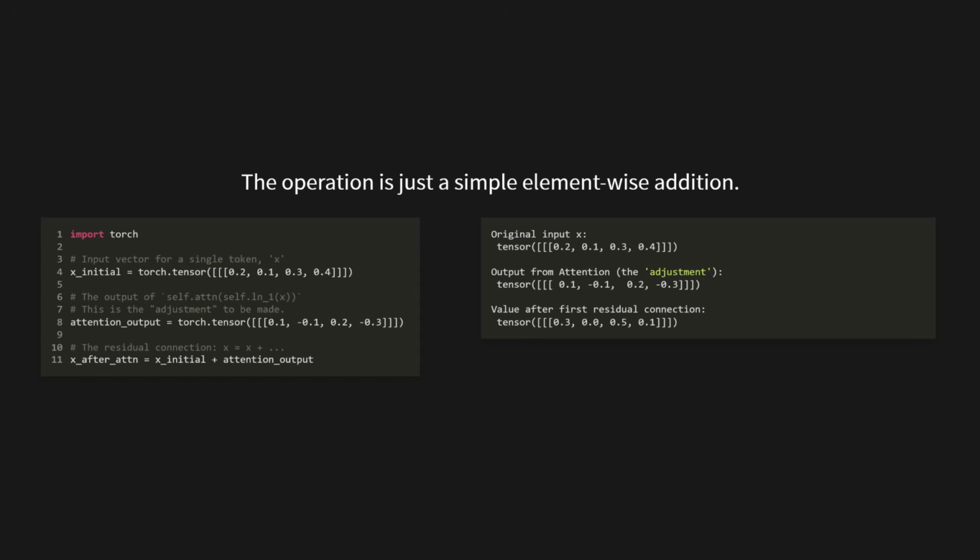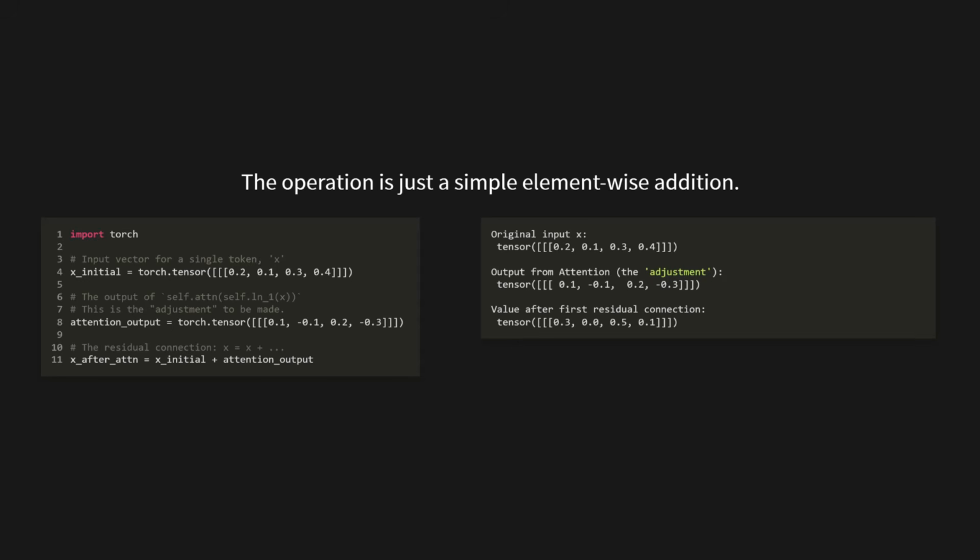We'll start with an initial input vector for a single token. We'll call it xInitial. Let's say it's a tensor with the values 0.2, 0.1, 0.3, and 0.4. Now, that input goes through the attention sublayer, and it produces an output. We'll call it attention output. This is the adjustment to be made. Let's say its values are 0.1, negative 0.1, 0.2, and negative 0.3.